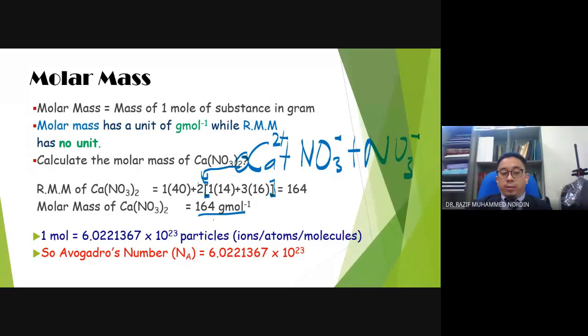So 1 mole equal to, ini penting ya, sangat penting. Very important. 1 mole equal to 6.022 times 10 to the power of 23 particles. That means the particle could be ion, atoms. If ion, it could be an ion or cation, atoms or molecules. So this number is called Avogadro number.